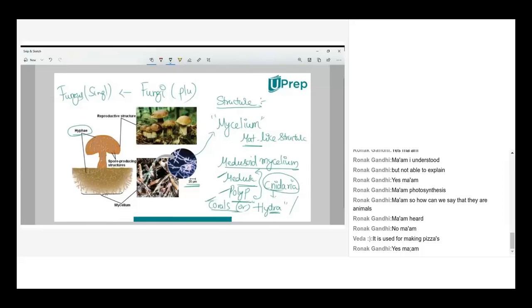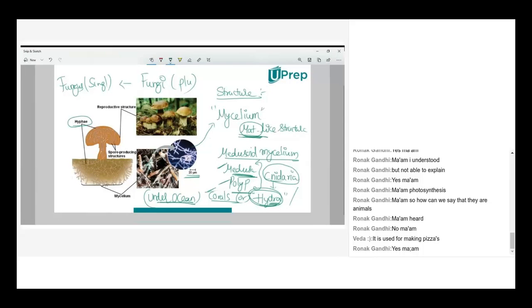In the underground of the ocean, under the deep seas, these Hydra-like organisms, which are actually animals, the medusa, will form a mat-like structure under the ocean and on the seabed. Those are called medusoid mycelium. You got the difference, Akshat? Mycelium is a general term which can be used in any context, not only with fungi, for anything that forms a mat-like structure. That's all called mycelium.